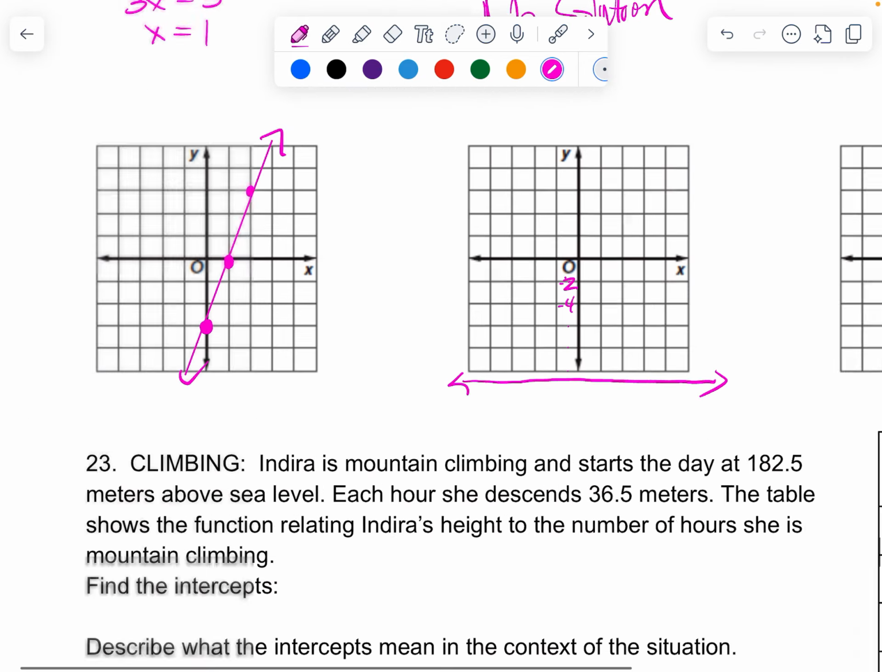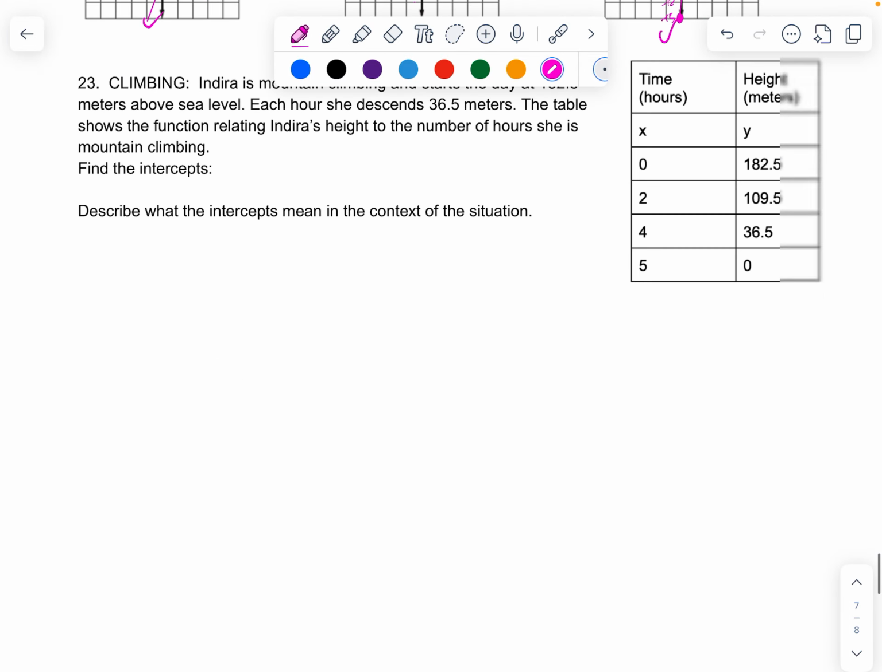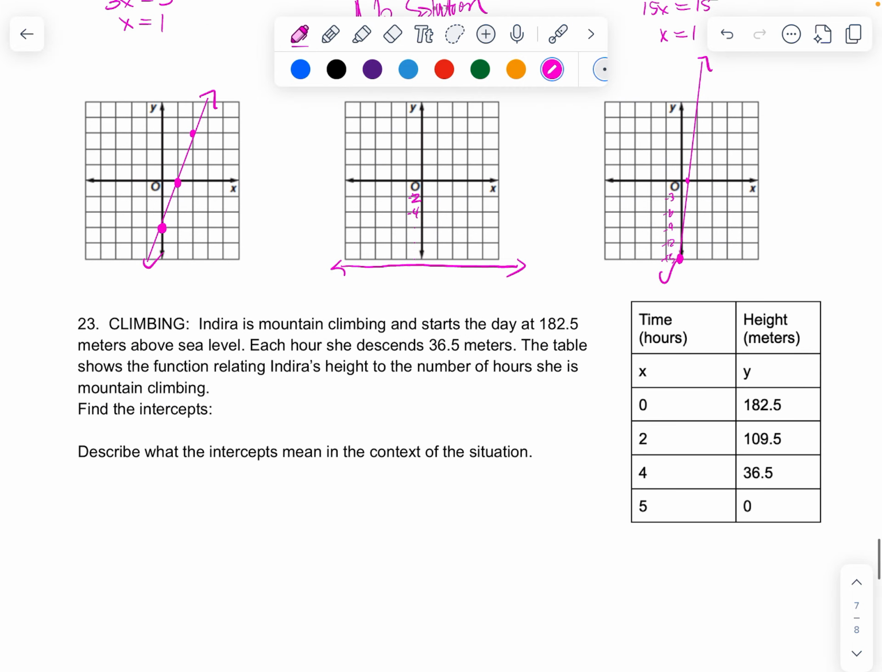Okay, and then this one, climbing. Indira is mountain climbing and starts the day at 182.5 meters above sea level. Each hour she descends, that means she goes down, 36.5 meters. The table shows the function of Indira's height to the number of hours she is mountain climbing. Find the intercepts. So the x-intercept is 5, 0. The y-intercept is 0, 182.5.